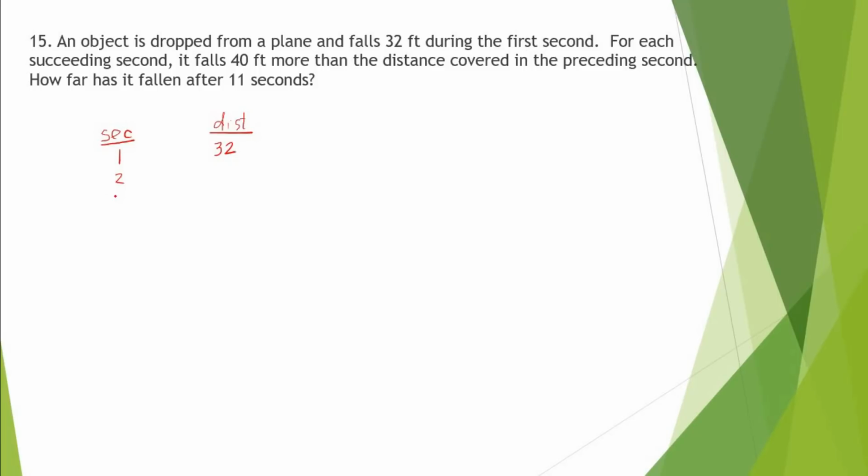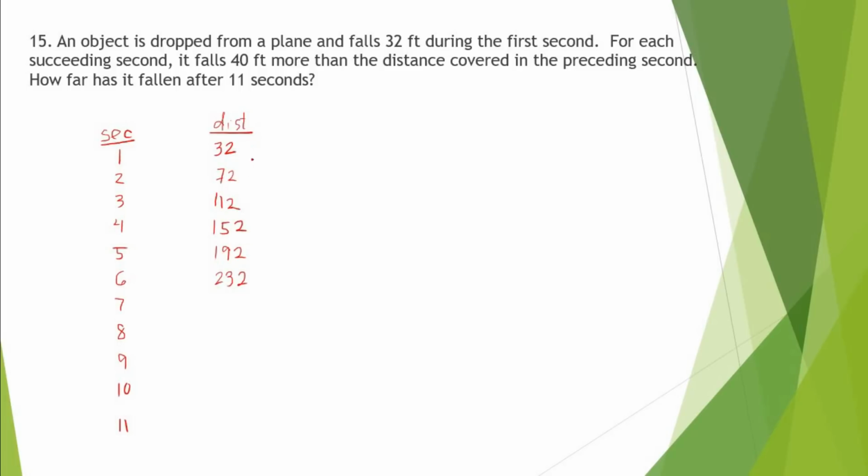So 2, 3, 4, 5, 6, 7, 8, 9, 10, 11. Anyway, we have plus 40. We have a common difference of 40. So 32 plus 40 is equal to 72. 72 plus 40 is equal to 112. 112 plus 40 is equal to 152. 152 plus 40 is equal to 192. 192 plus 40 is equal to 232.